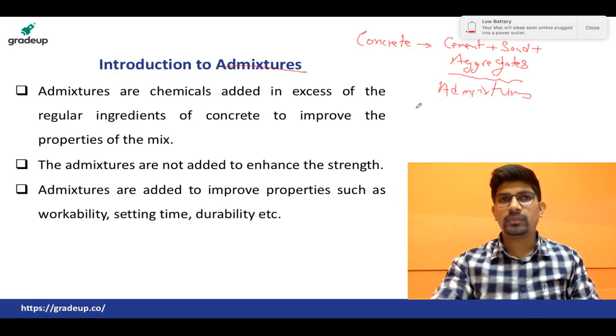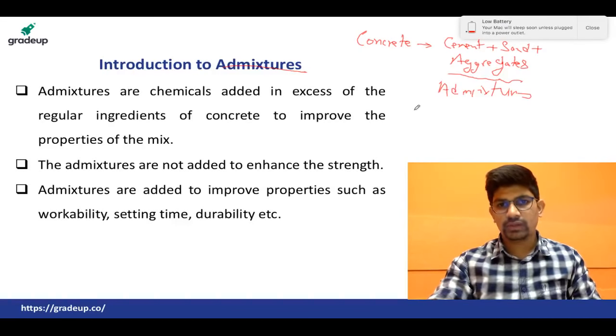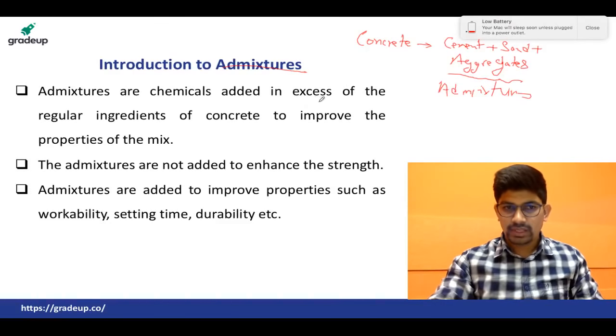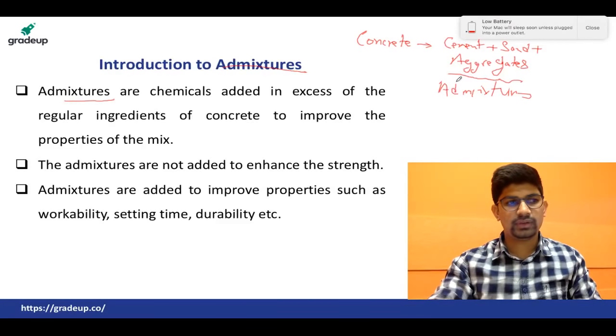There are certain properties, like if you want to improve the workability, you want to improve the resistance against frost action, you want to improve the durability. All these properties can be improved by addition of admixtures. So these ingredients are in excess of cement, sand, aggregate. Admixtures are not added to enhance the strength.